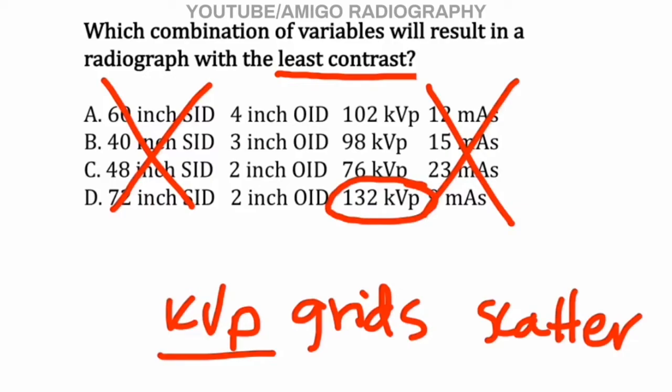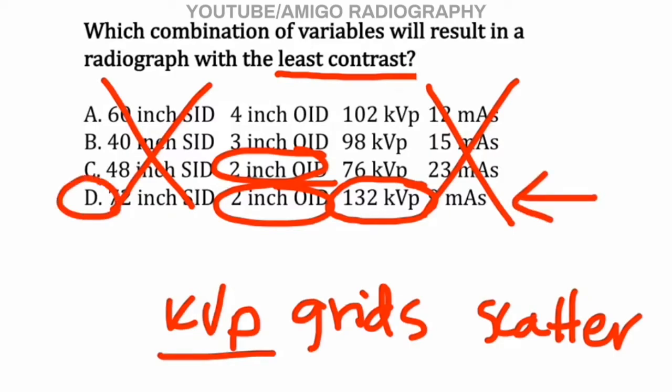But what about the OID? How does the OID affect our contrast? The thing that I think about is our air gap technique. With the air gap technique that you could use for a lateral C-spine, if you increase the OID, that actually increases our contrast because some scatter can escape the receptor. But with a very small OID, all of the scatter will reach the receptor and our contrast will go down. So we actually are looking for the lowest OID. So C and D both have an OID of 2. So D must be the answer because it has the most variables which answer our problem here and give us the lowest contrast.